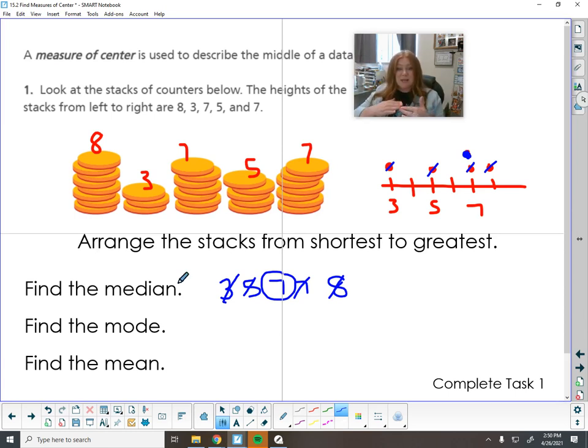The mode is the one that happens the most often. So I usually remember mode, most. They both start with that mo sound. So which one happens the most is 7.